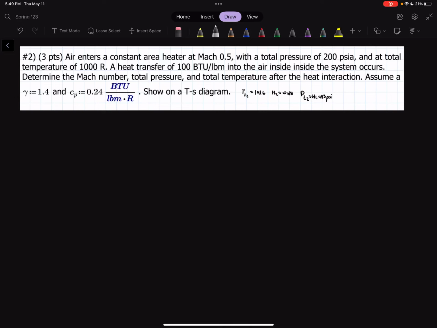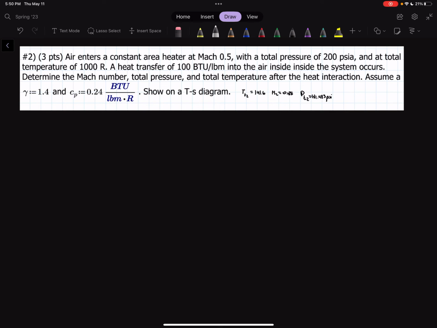Air enters a constant area heater at Mach 0.5 with a total pressure of 200 psia and a total temperature of 100 degrees Rankine. A heat transfer of 100 BTU per pound mass into the air inside the system occurs. Determine the Mach number, total pressure, and total temperature after the heat interaction. Assume a gamma of 1.4, that's the specific heat ratio.